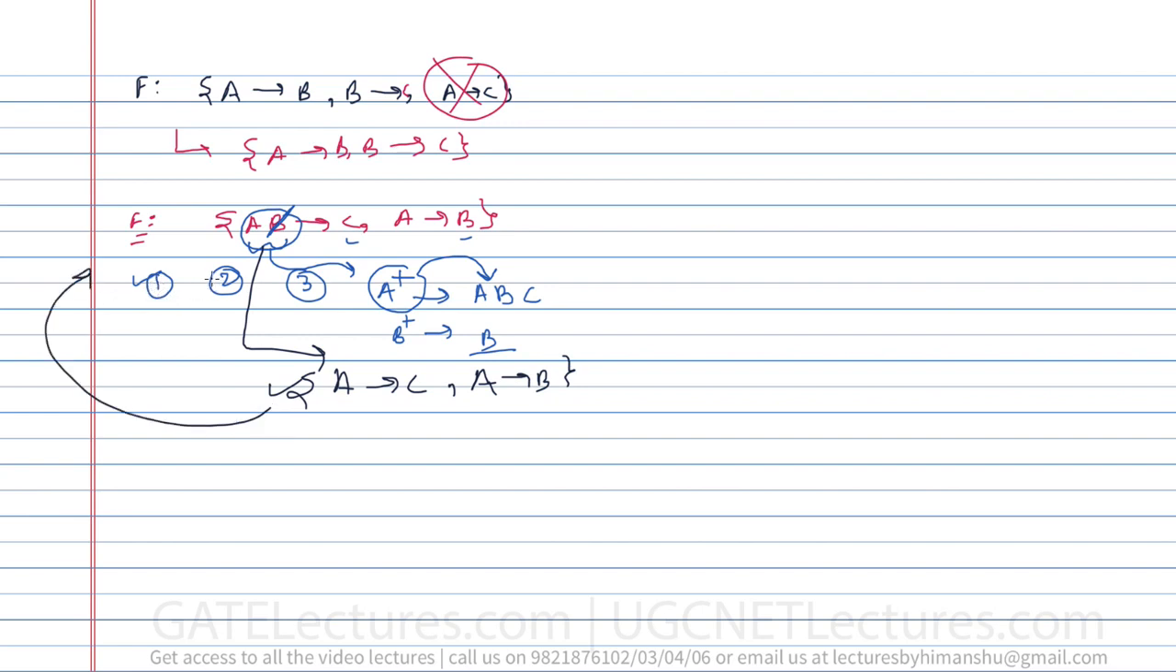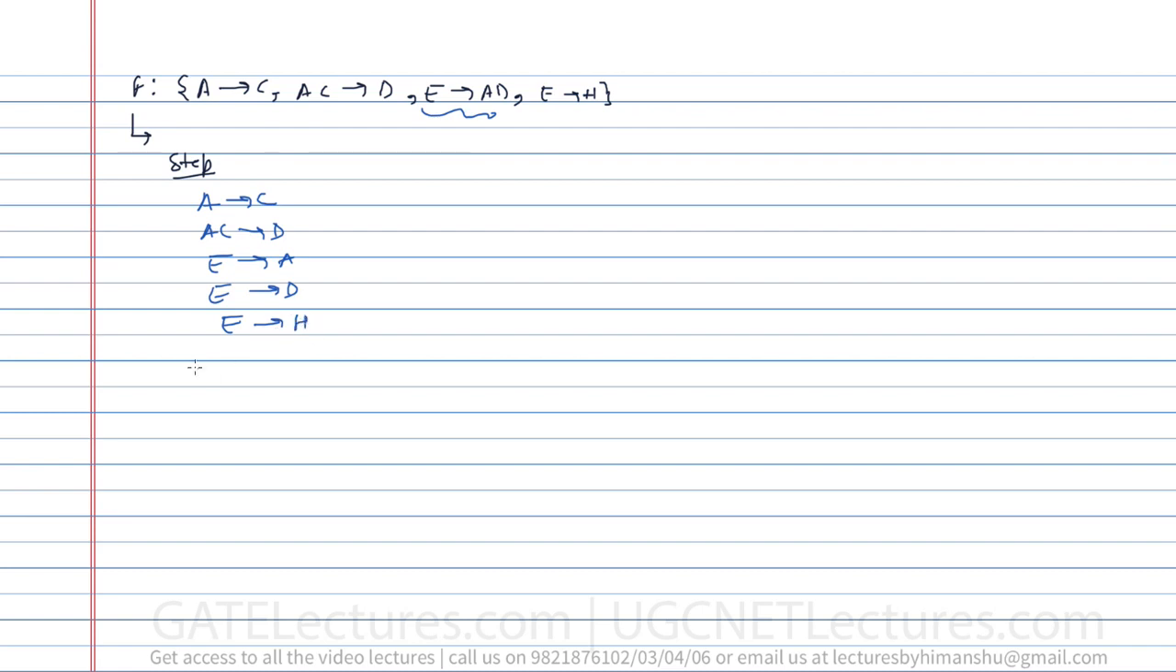Okay, now let us take more examples. Assuming that we have the following functional dependencies F: A can determine C, AC can determine D, E can determine AD, and E can determine H. We need to find the minimal set of functional dependencies. What is step 1? Step 1 is to write all these functional dependencies in the standard form. So the standard form will be A determines C, AC determines D, E determines A, E determines D, and E determines H, where we break E determines AD.